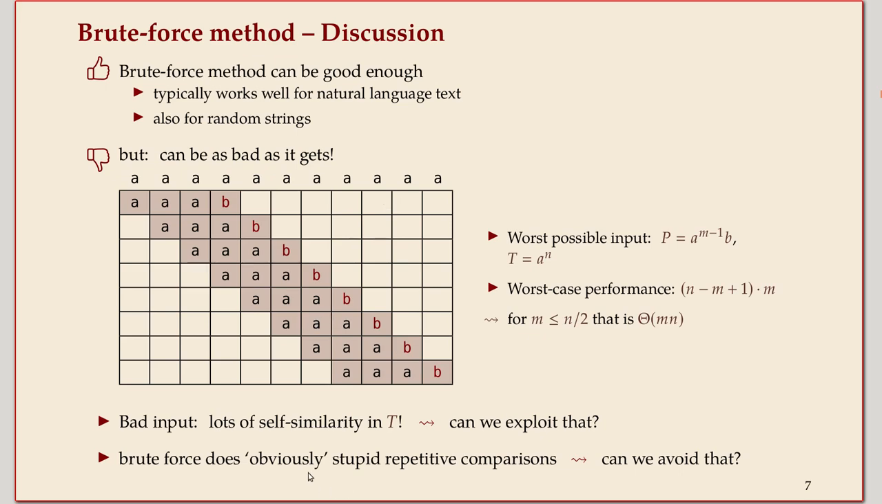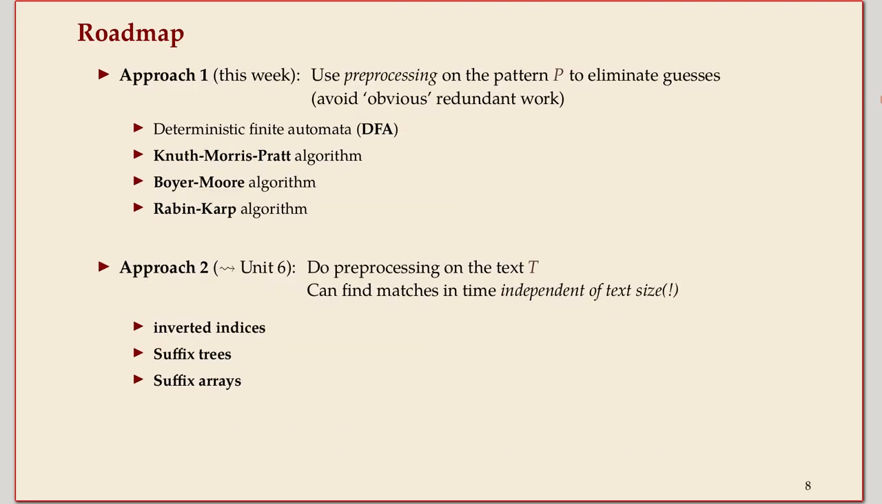And the second observation is that we always started comparing from the beginning again. But as a human, we already knew that this was an A from the previous times. Maybe we can avoid that. And that's what we'll do. So that was like the appetizer for string matching.